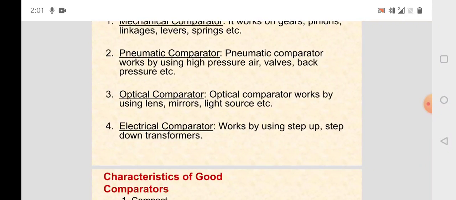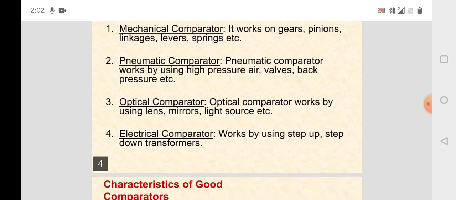Then they are portable also. They can be carried from one place to another, as they do not require any sort of external energy. But there are certain disadvantages of mechanical comparators.